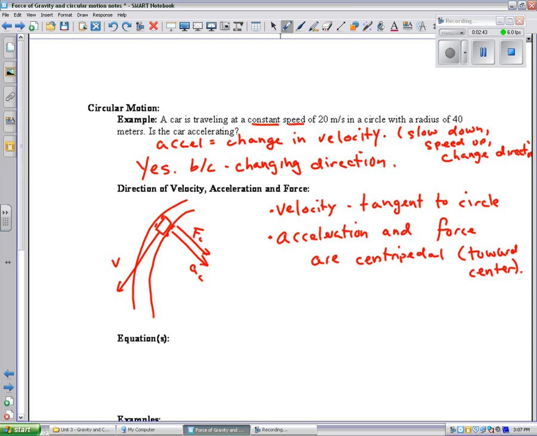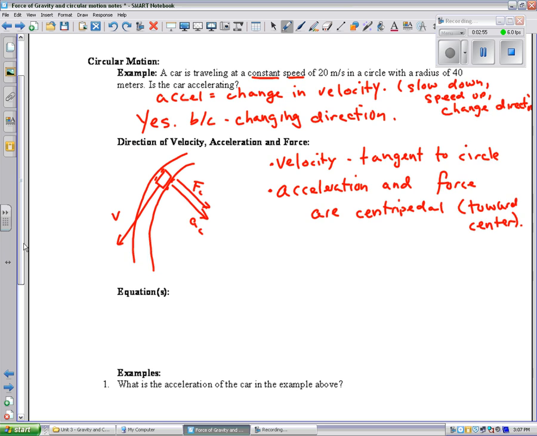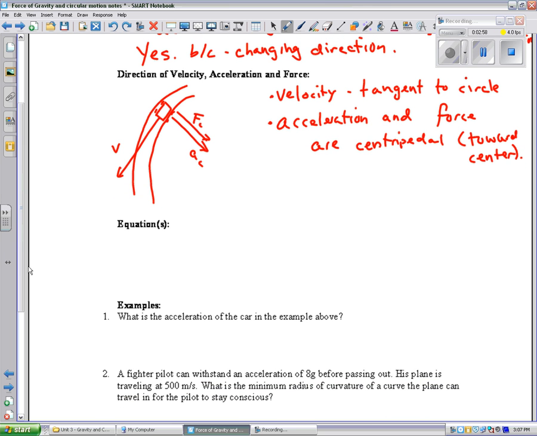So you may be asked to draw a picture like this. This is not a free body diagram. In a free body diagram, you only put the forces. In this case, I'm putting V and acceleration on there as well. So just know how to draw that, and know how to draw free body diagrams. We'll do free body diagrams with these problems later on.